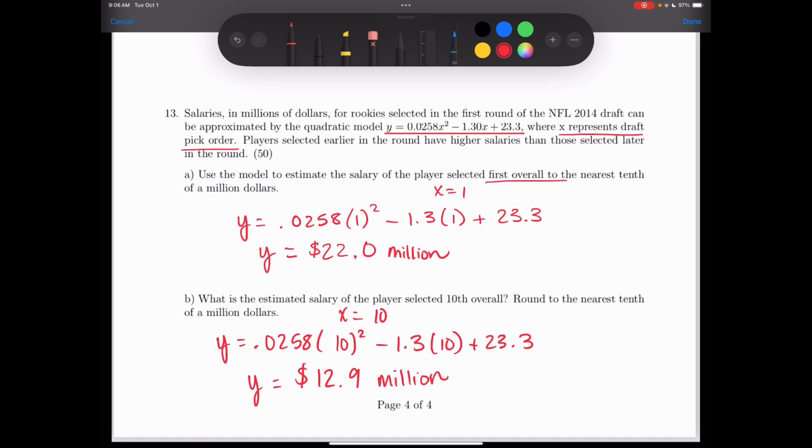So it's about a $9 million difference to be the first overall pick versus being the 10th overall pick. That is a lot of money for a rookie. It's pretty crazy. Anyways. Alright, any questions on that one?